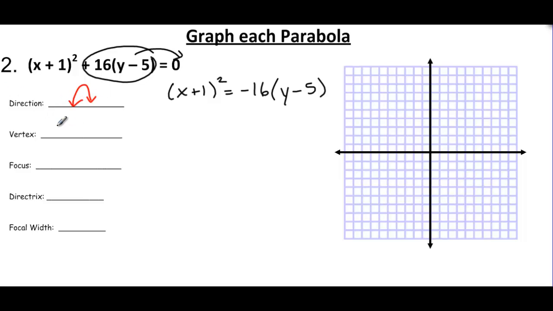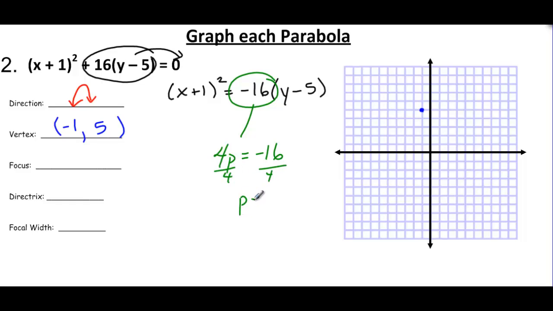Okay, so now I want to find the vertex. It says x plus 1, so I know this is a -1. Y minus 5, so this is a positive 5. So I'm going to go -1 and then up 1, 2, 3, 4, 5. Again, that's my vertex. I'm going to use the number in front to figure out my p value. I know this part is equivalent to 4p. So if I, again, divide both sides by 4, which you will always divide by 4, I'm going to get p equals -4.